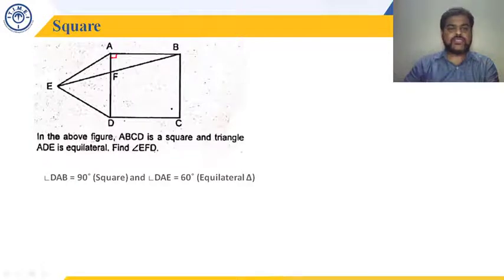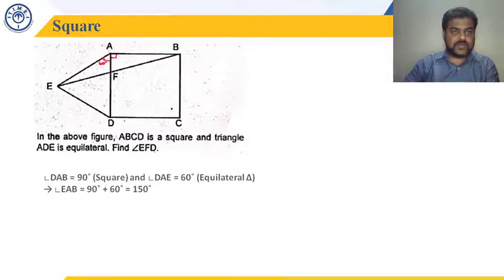Fine. And what is angle DAE? DAE is this angle. Now it is given in the question that triangle DAE is equilateral, and therefore all the angles must be 60 degree, and therefore this angle is also 60 degree. Fine. Okay. Now let's look at this. Angle EAB. Angle EAB means this entire angle. This entire angle becomes 90 plus 60. 90 plus 60 is how much? 150 degree. Right. So this angle is 150 degree.